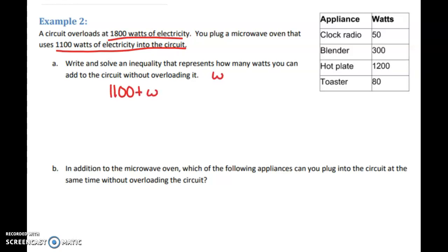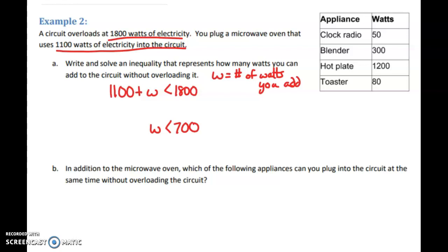Now let me go ahead and define my variable. W is going to be the number of watts you add to the circuit. So 1100 plus W. Now think about this. It overloads at 1800. So if it hits 1800 watts, it's going to flip. If it's more than 1800 watts, it's going to flip. So it has to be less than, not less than or equal to, because at 1800 it flips. So everything under 1800. So that's my inequality. And then to solve, I would subtract the 1100 from both sides, and I would find out that W is less than 700.